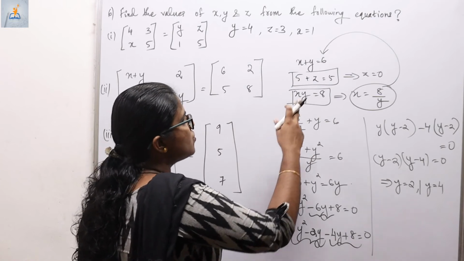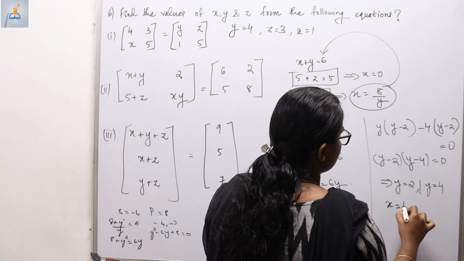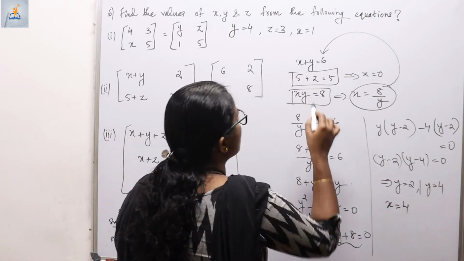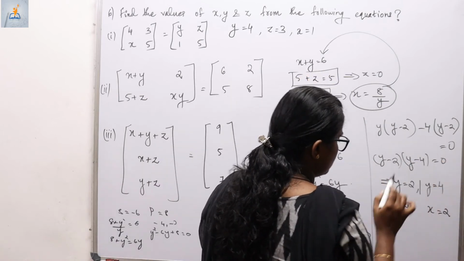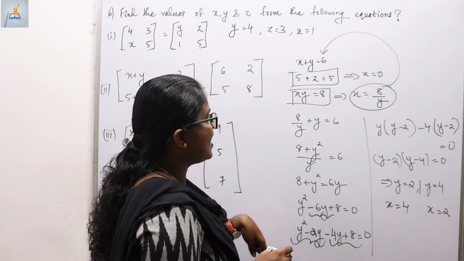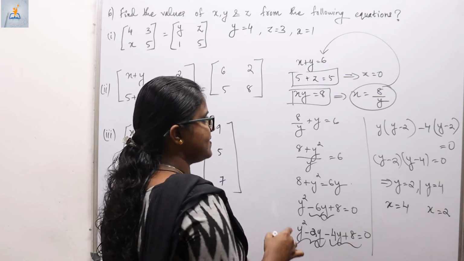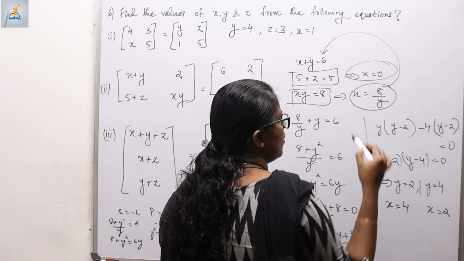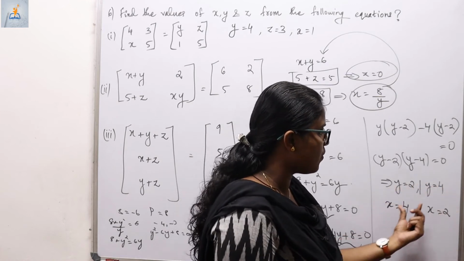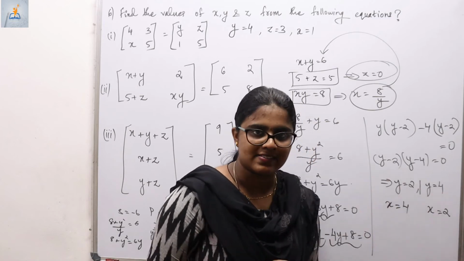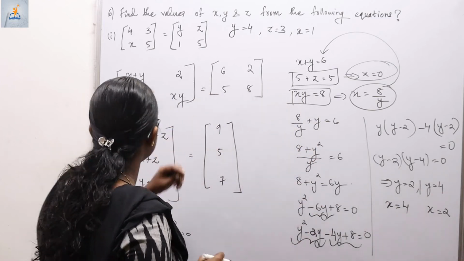If y is 2, x is going to be 4, and if y is 4, x is going to be 2. So we got the values of x, y and z. We got z as 0 and y as 2 or 4. When y is 2, x is 4, and when y is 4, x is 2. So that's the end of the second part.